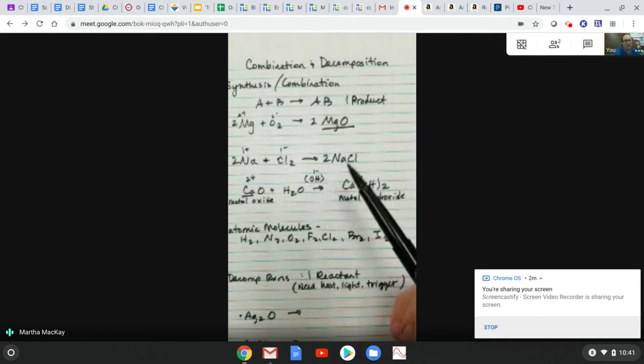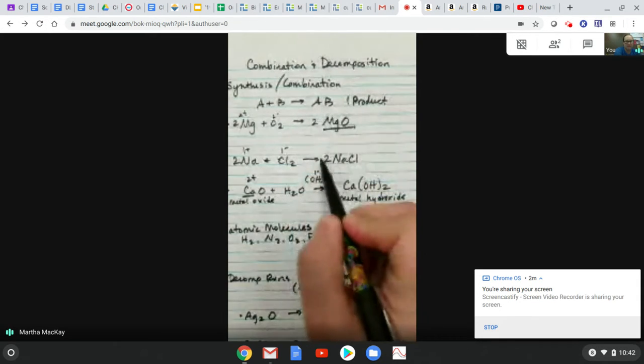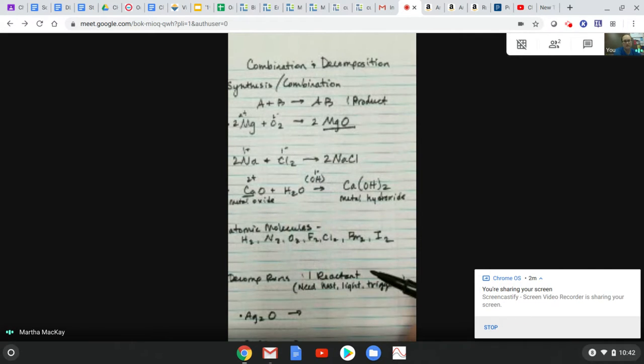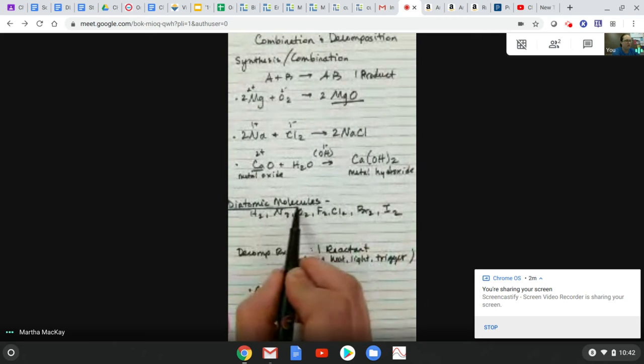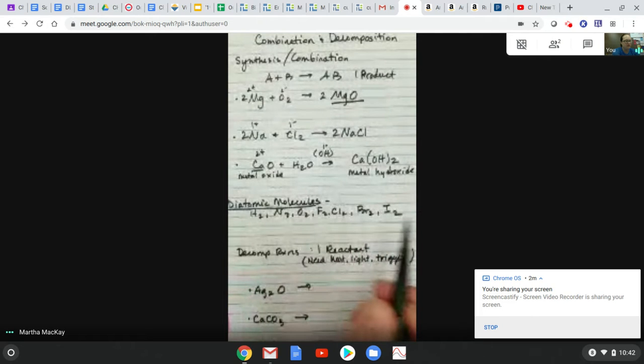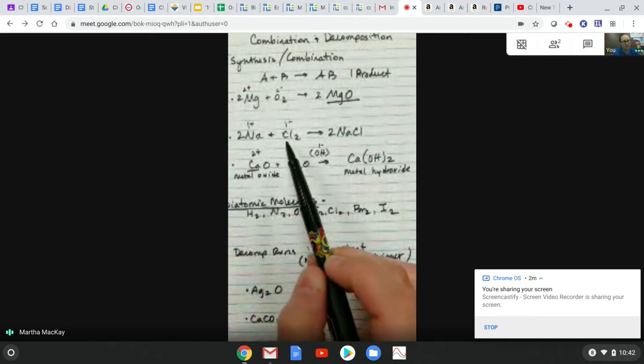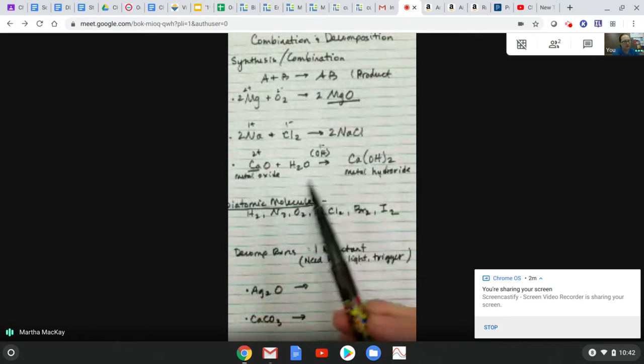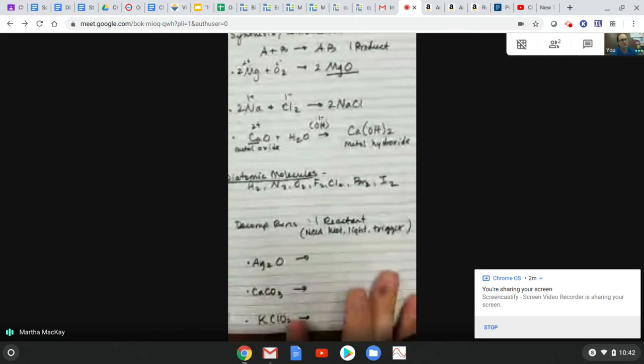Your main thing that you guys need to be able to do is just to identify that, hey, those are synthesis reactions. And also don't forget these diatomic molecules. Notice how I write things like oxygen as O2 and chlorine as Cl2. So I have H2, N2, O2, F2, Cl2, those 7 diatomic molecules.